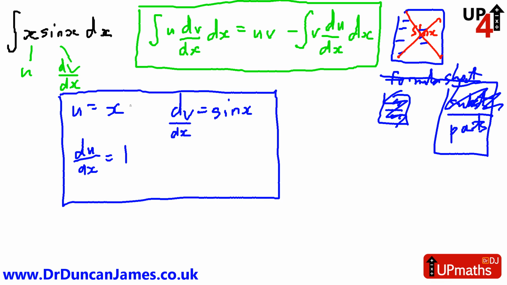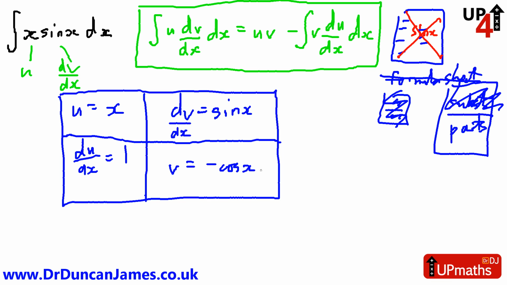Just put my box around here. I've got little boxes for everything, and what it does is it means that if I'm doing parts and I haven't got a box with 4 spaces in it, I know I'm doing something wrong. I'll just kind of get used to the look of it. Right, so I'm going to integrate that and find out what v is. So v is minus cos x. So now I can just use the formula.